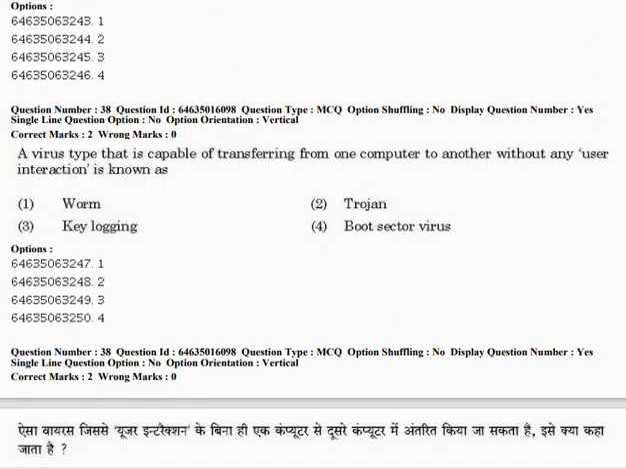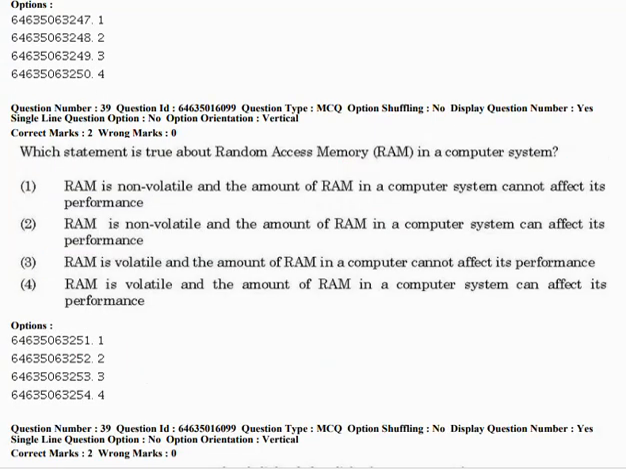38. A virus that is capable of transferring from one computer to another computer without user interaction is known as worm. 39. Which statement about RAM is true? RAM is non-volatile. Amount of RAM affects the performance. No, RAM is non-volatile and the amount of RAM in a computer can affect the performance. ये भी नहीं है. RAM is volatile and the amount of RAM cannot affect. No. तो RAM एक volatile है और ये अफेक्ट करता है.